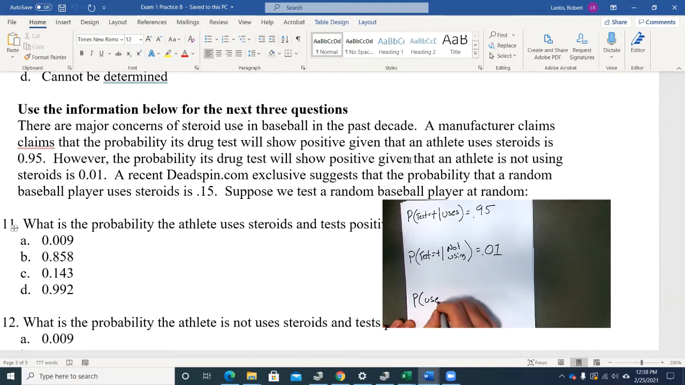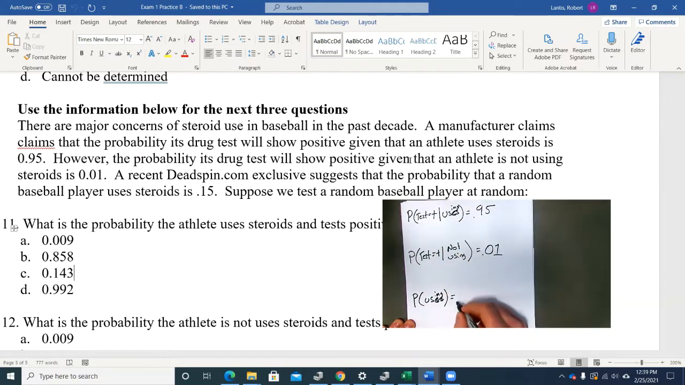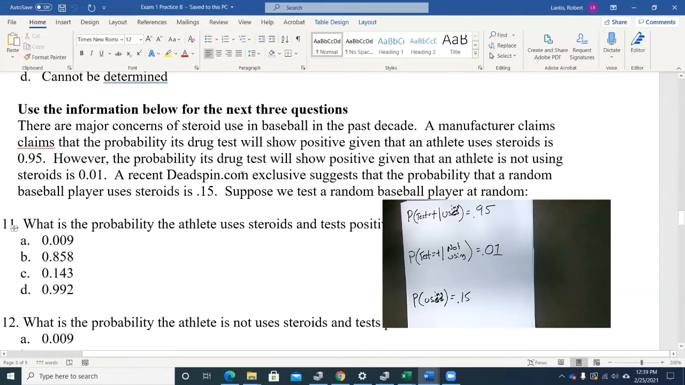And then the final thing we're told is the probability that if we selected a player at random, the probability that they're, I'm going to change this real quick, we'll call this using, because that's what I'm going to be saying. I just know the way that I talk. So the probability that someone's using steroids there is 0.15. Okay. So those are the three things that we were given from this information.